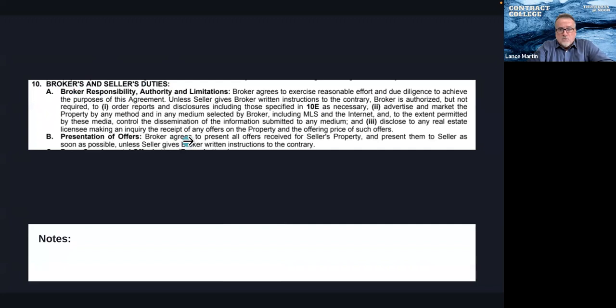Brokers' and sellers' responsibilities. If you ever have a seller that calls you and says, Lance, I'm a little concerned about your exercising reasonable effort and due diligence to achieve the purposes of selling my house, they're reading right from the contract. What they're telling you is that they're going to cancel their agreement. You have to use reasonable effort and due diligence basically to sell the house. If you're not doing that, they're able to cancel whether you have this language in here or not. This also doesn't mean that you have to hold open houses every weekend or spend $1 million in advertising.